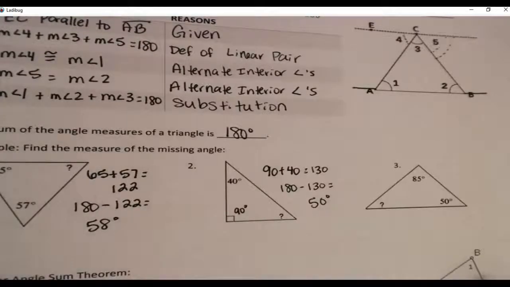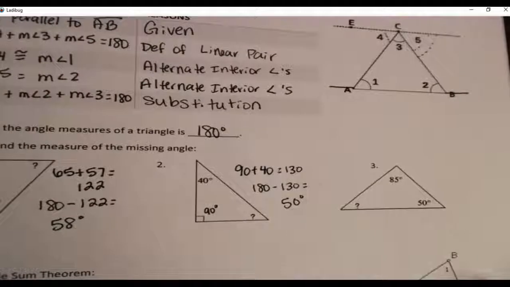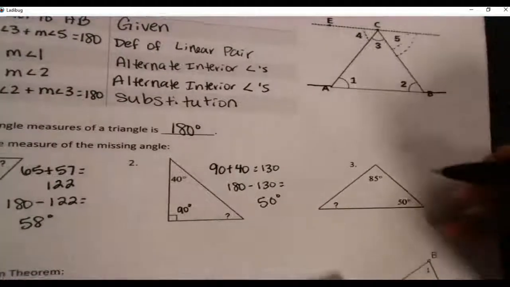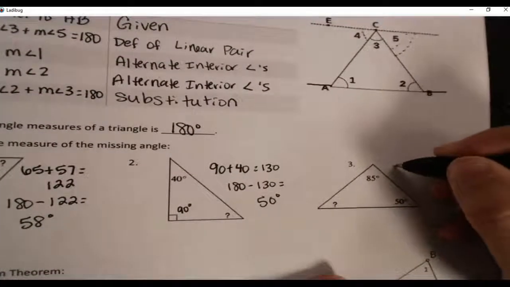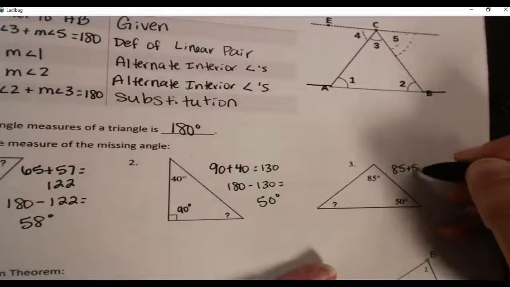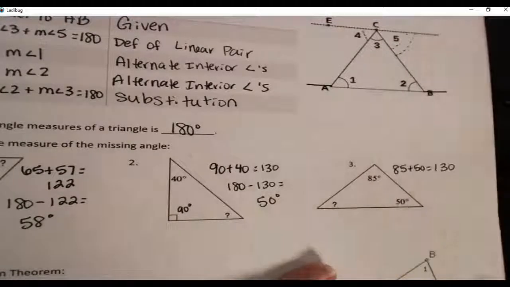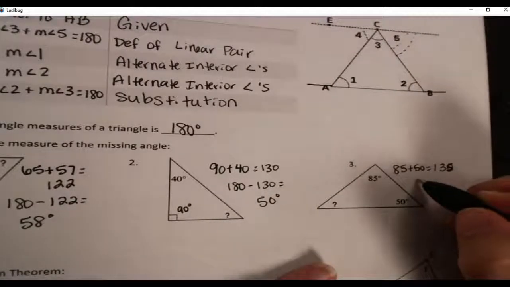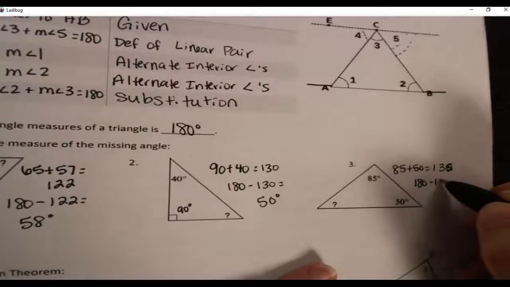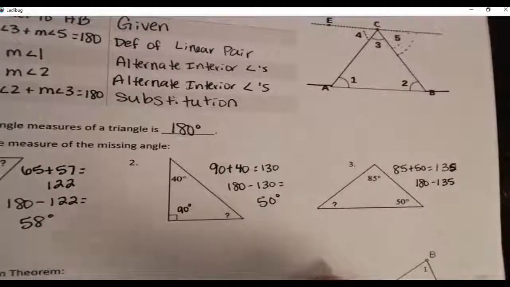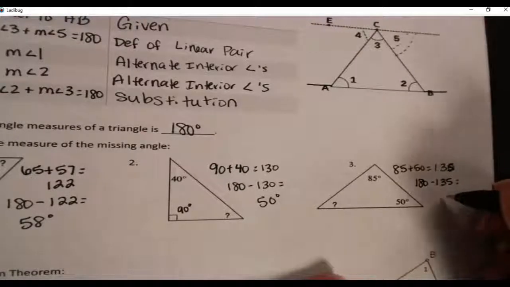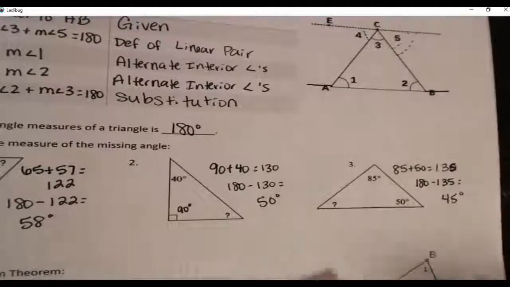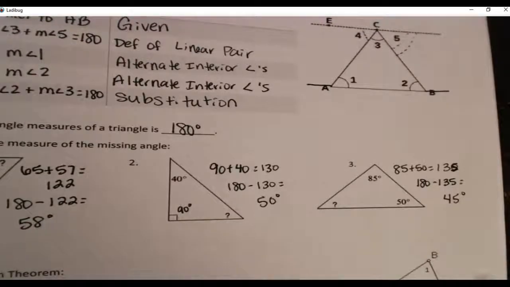Questions? Alright, how about 3? That'd be 135. No, it's 135. And then that would be 145. So 180 minus 135. Good, it is 45. Very good. Any questions on these 3? So adding to 180.